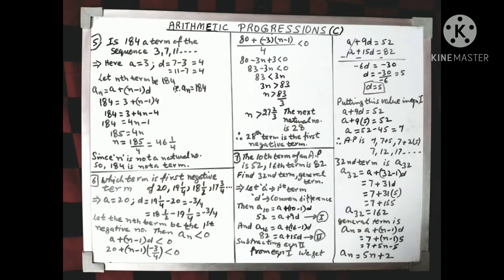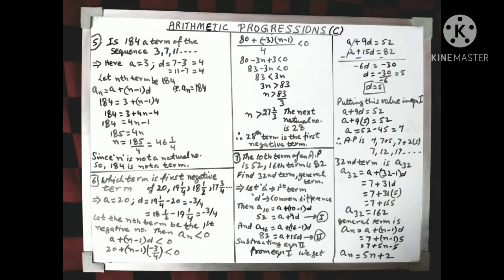Is 184 a term of this given sequence? We have the given sequence as 3, 7, 11. So the first term here is a is equal to 3. The common difference d is equal to 7 minus 3, that is 4, and 11 minus 7, that is 4. So let the nth term be 184, right? Nth term means an is equal to 184.